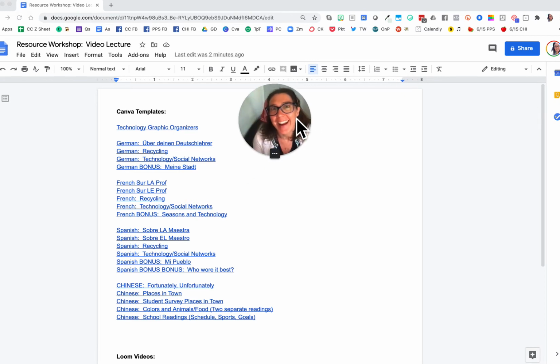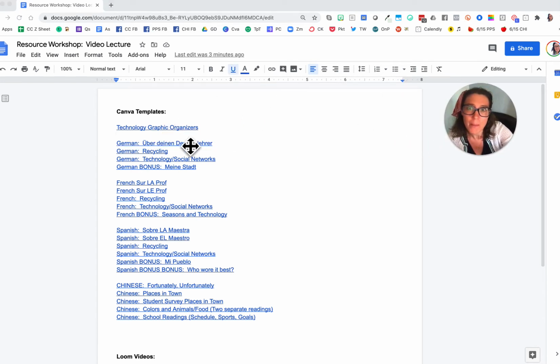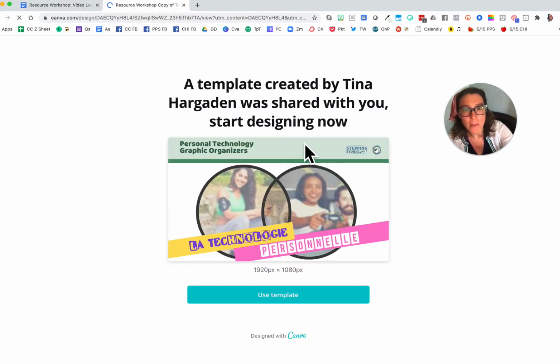Oh, right. Hey, so let me show you some of the things that we're putting inside of this resource packet. I'm pretty darn excited about it. So these are all templates. So when you open them up, you'll make your own copy in your Canva. So I'm just going to open them all up and show them to you.